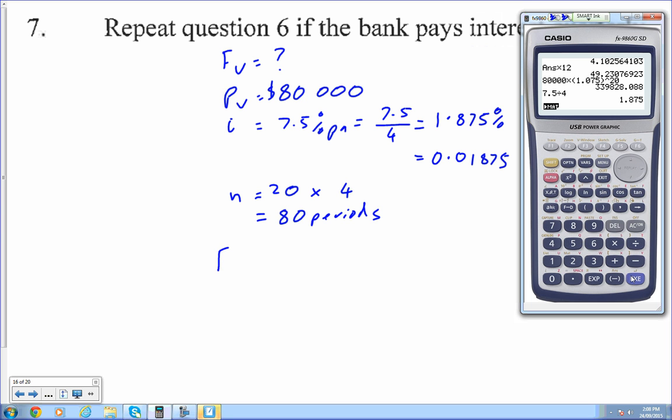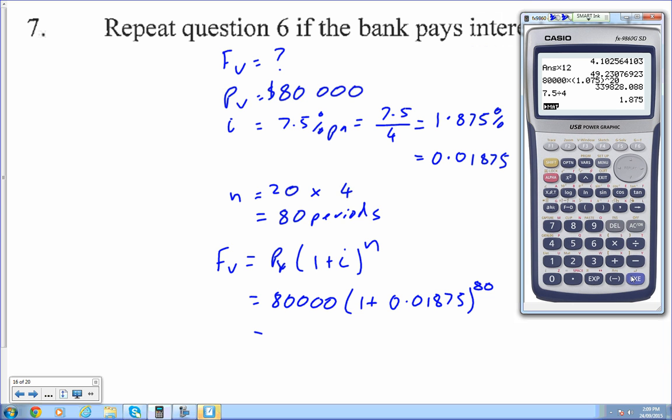So our future value equals our present value, 1 plus i to the n, so it's going to be 80,000, bracket 1 plus 0.01875, all to the 80. So again, we're using our calculator.